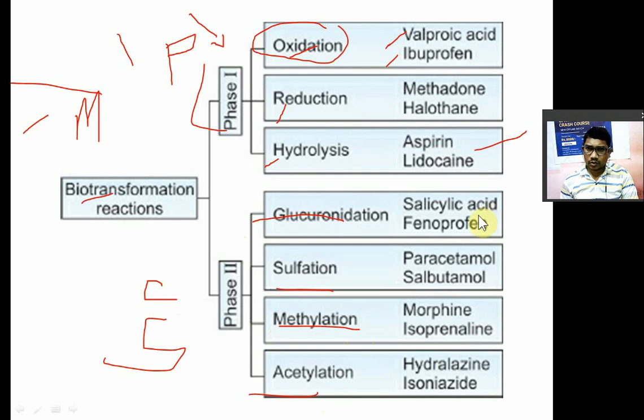Salicylic acid and phenacetin are glucuronide conjugated. Sulfation of paracetamol and salbutamol takes place. Methylation takes place in the case of morphine, isoprenaline. Acetylation in the case of hydralazine and isoniazid. But remember, there is a phase 3 metabolism also.